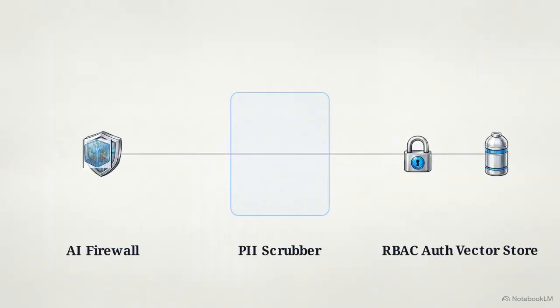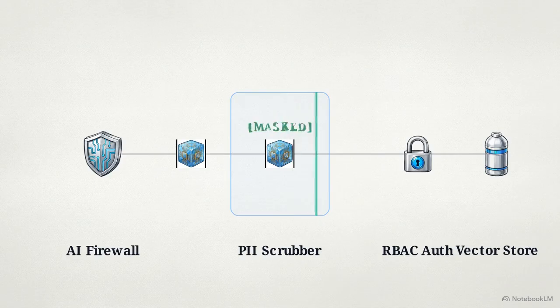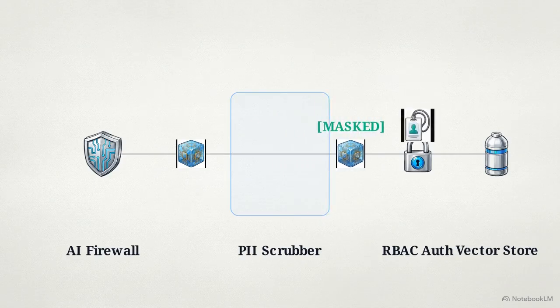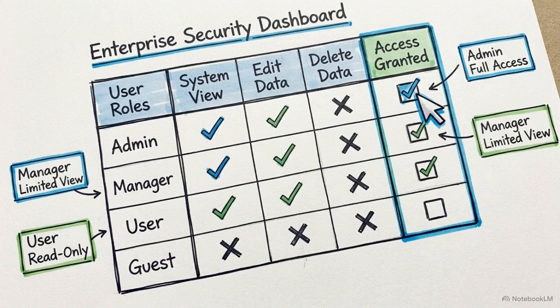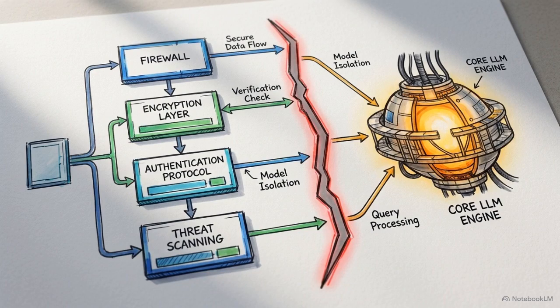First, an AI firewall normalizes incoming traffic. Second, a PII scrubber detects and masks sensitive strings like API keys. Third, role-based access controls explicitly verify user credentials before querying the private vector store. Security at the enterprise level is an active process. By placing this strict gauntlet ahead of the LLM, we resolve critical vulnerabilities before the model executes a single token.